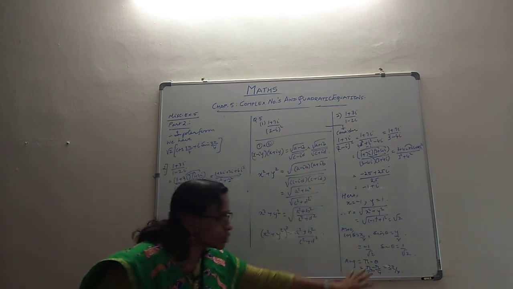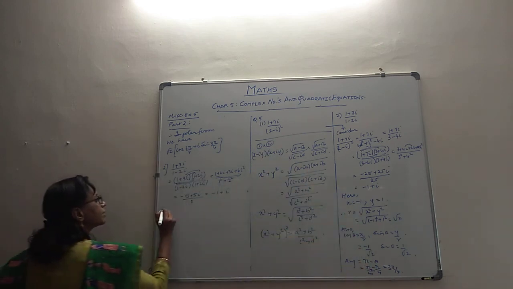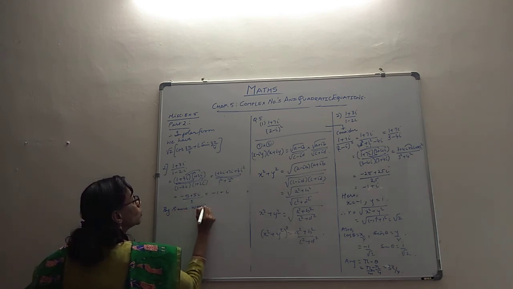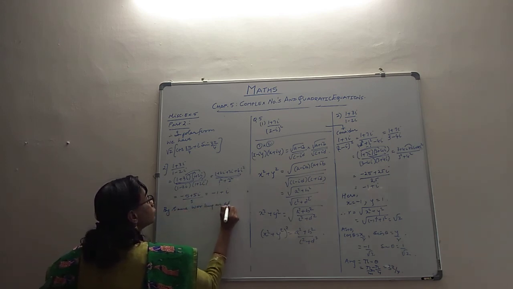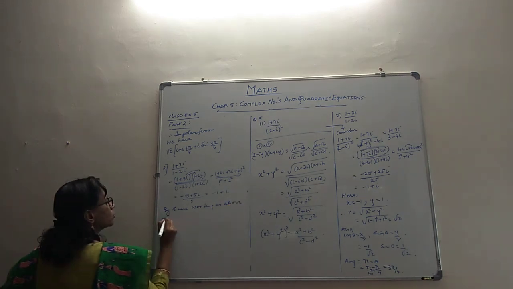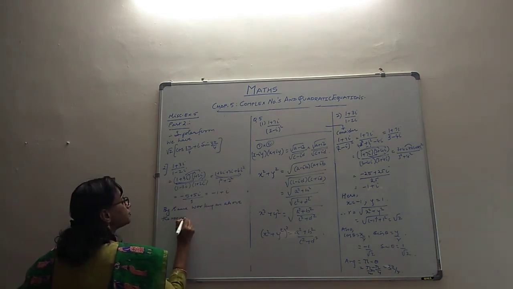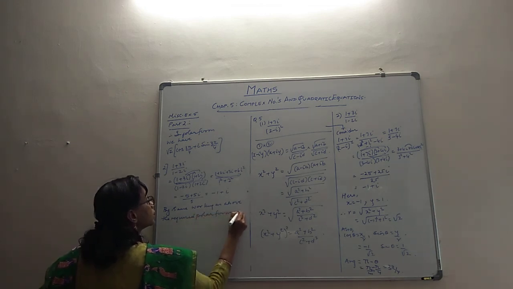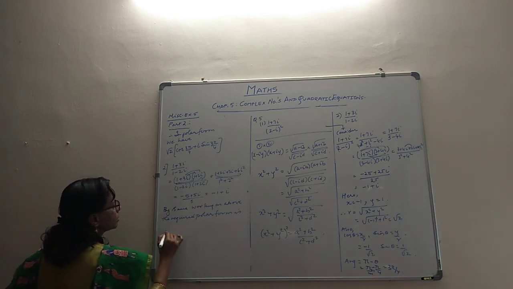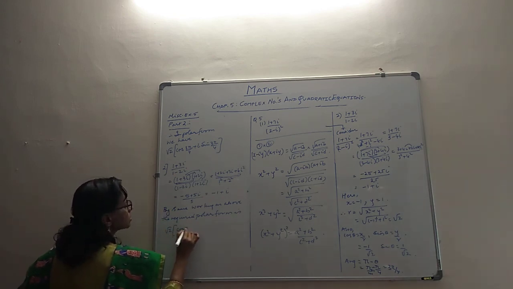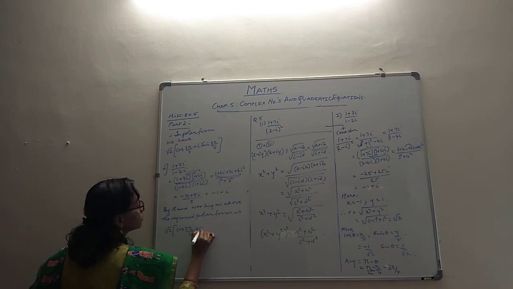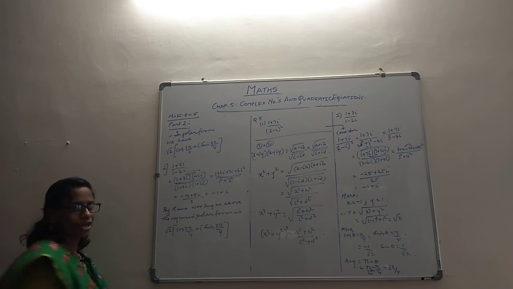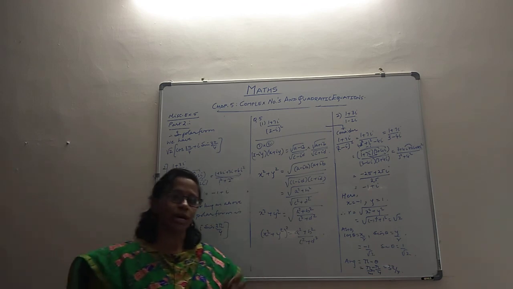So the same procedure will follow, and by the same working as above, the required polar form is the same thing, root 2 times cos 3 pi by 4 plus i sin 3 pi by 4. That's about this question number 5, subparts 1 and 2.